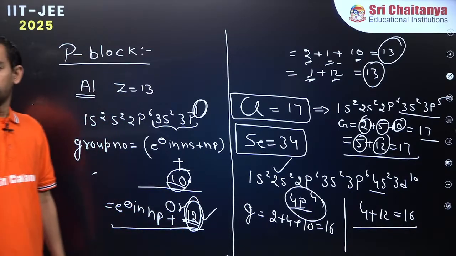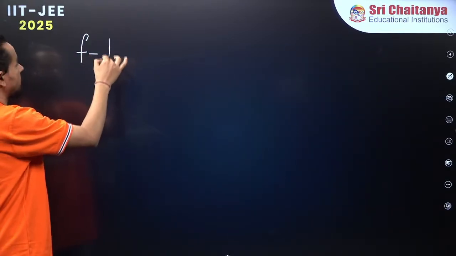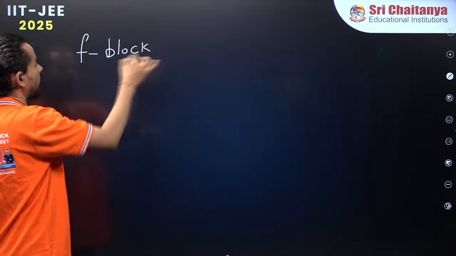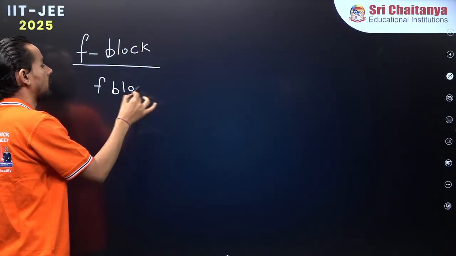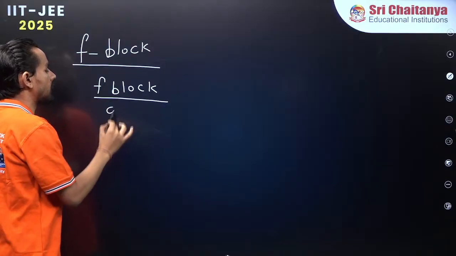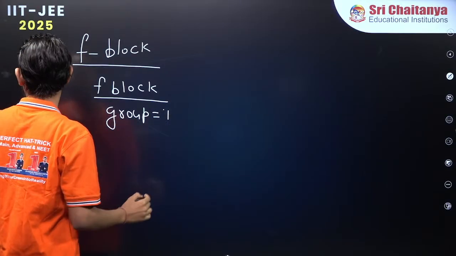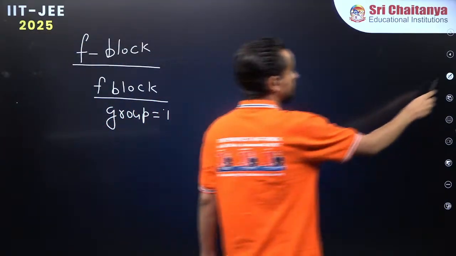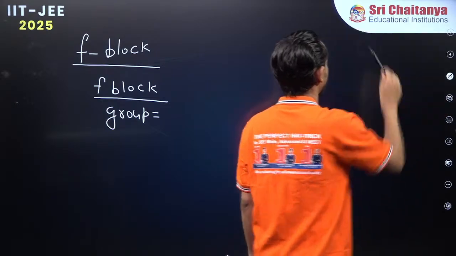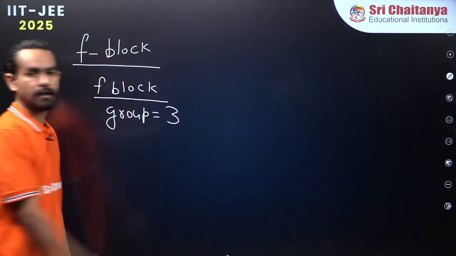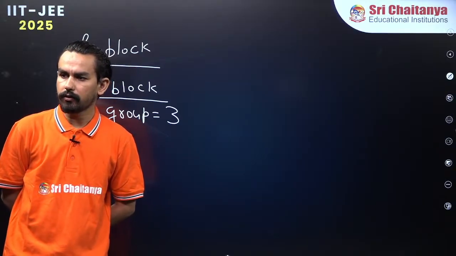Now last and the easiest, f block. Whenever you find some f block element, always consider it as group 3. All of the f block elements will lie in group 3.